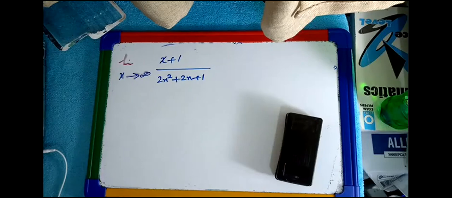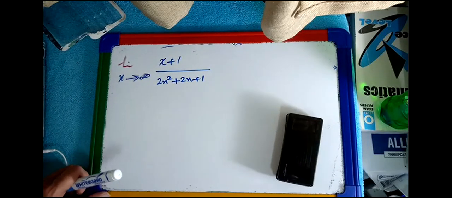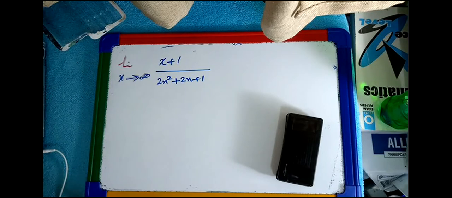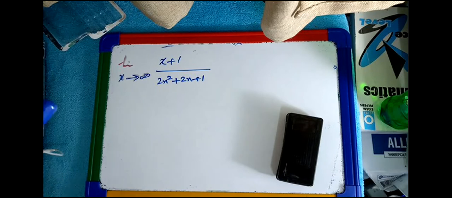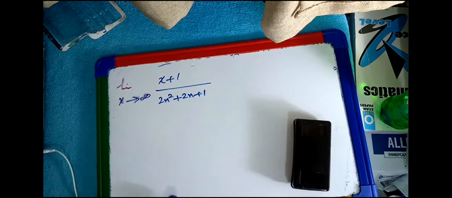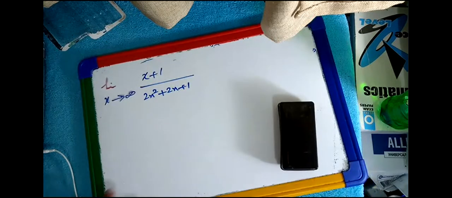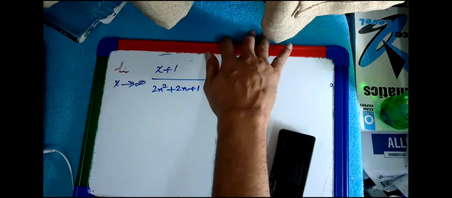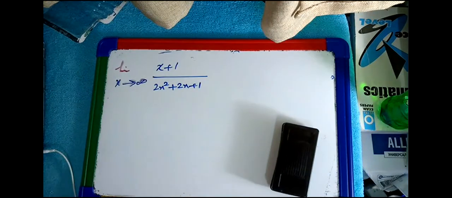Now can you tell me any idea what you are going to apply in this to cancel x? Take 2 outside in the denominator, and then it's going to be 2 times x squared plus x plus 1 over 2. What's the use of that? There is no use. Nothing will happen with 1 over 2. So what am I going to do?